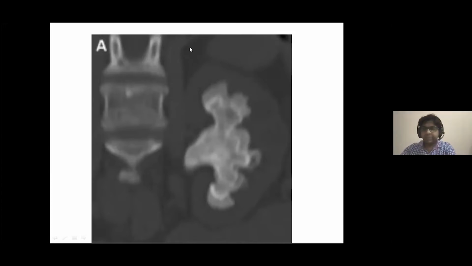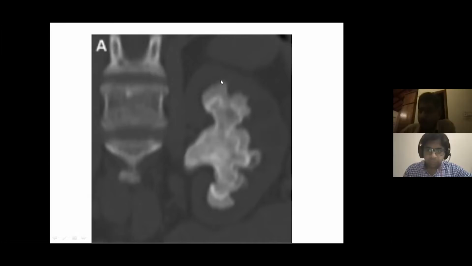Good evening, sir. This is a 25-year-old healthy male investigated for microscopic hematuria, and the GP has done an X-ray and referred him to you. What can you see in this X-ray?